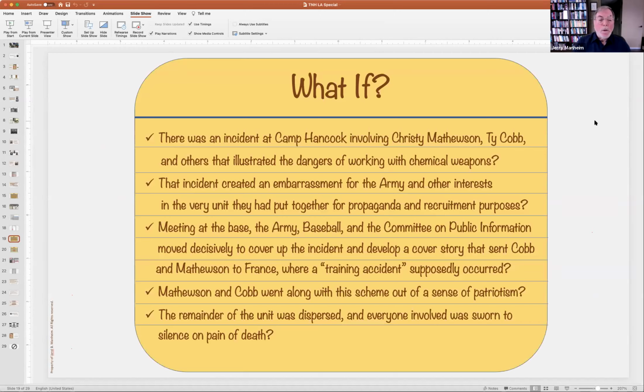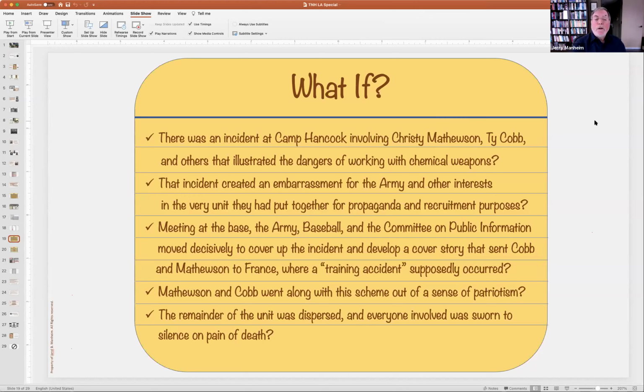Well, that's where my book really picks up. Let's suppose, what if there was some kind of incident? Now remember, these people are in Georgia training on chemical weapons in order to be role models and to get publicity to show that this is good and safe work. But what if there was an incident involving Mathewson and Cobb and others that, instead of showing how much fun it was to do this, showed how dangerous it was?